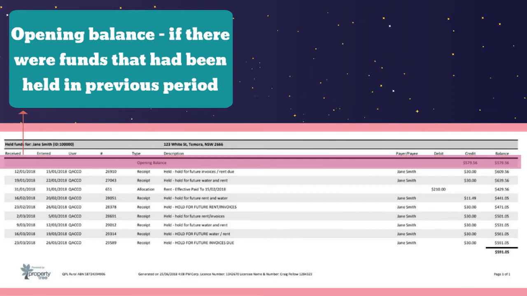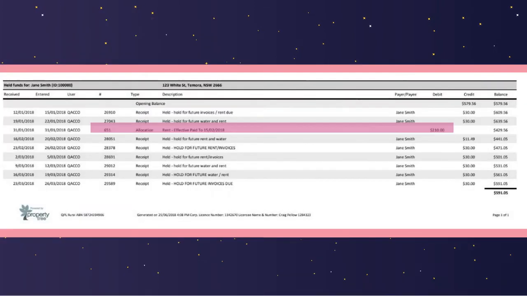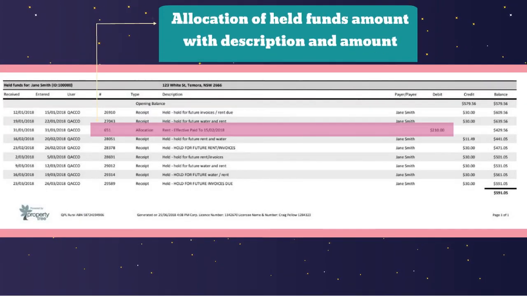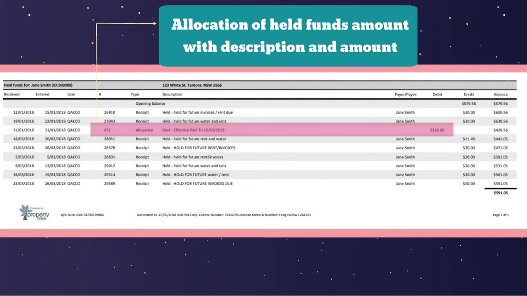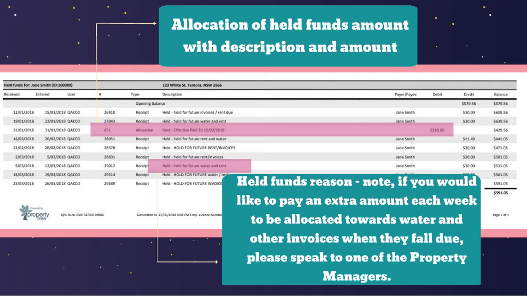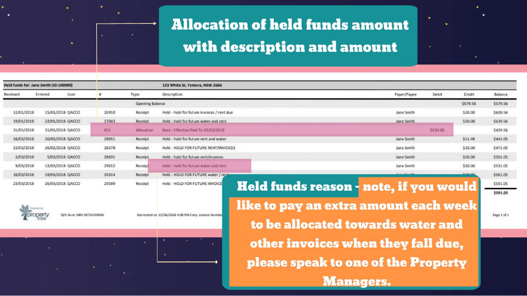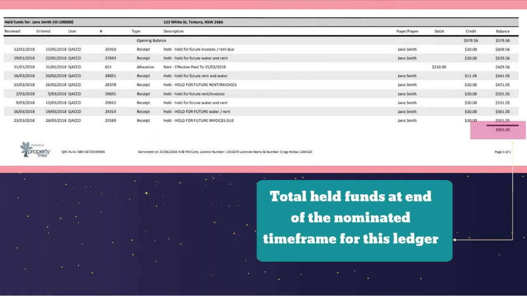Held funds for tenancy opening balance. This will be zero unless there were funds held in a previous period. Allocation of held funds amount with a description and amount. Held fund reason. Note, if you would like to pay an extra amount each week to be allocated towards water and other invoices when they fall due, please speak to one of our property managers. Total held funds at the end of the nominated time frame for this ledger.